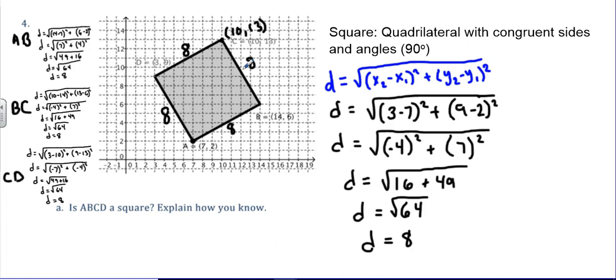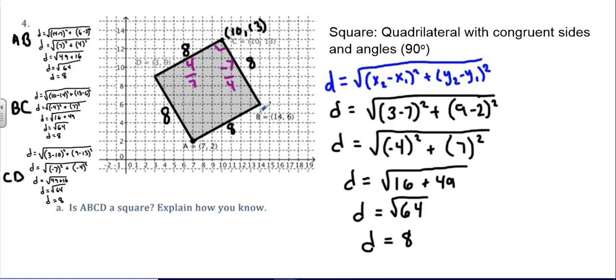To prove that it's a square, I need to also prove that each one of these angles is a 90-degree angle. So I need to check the slopes. We'll start with DC. I'll go up 1, 2, 3, 4, and over 1, 2, 3, 4, 5, 6, 7. So this slope is 4/7. From C to B, I go down 1, 2, 3, 4, 5, 6, 7, and over 4. So this slope is negative 7/4. Those are opposite reciprocals, so I have a right angle.